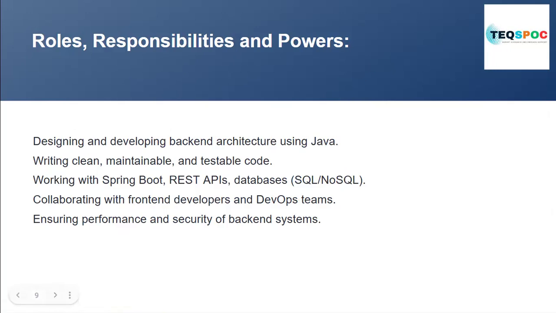If the user comes, he will type all his details. After hitting the save button, the data should be saved in the database. That backend logic will be developed by you as a Java backend developer. You will build that logic. After hitting the button, the data should be saved. For that you will create APIs and all. Then you will ensure the performance and security of the backend system.